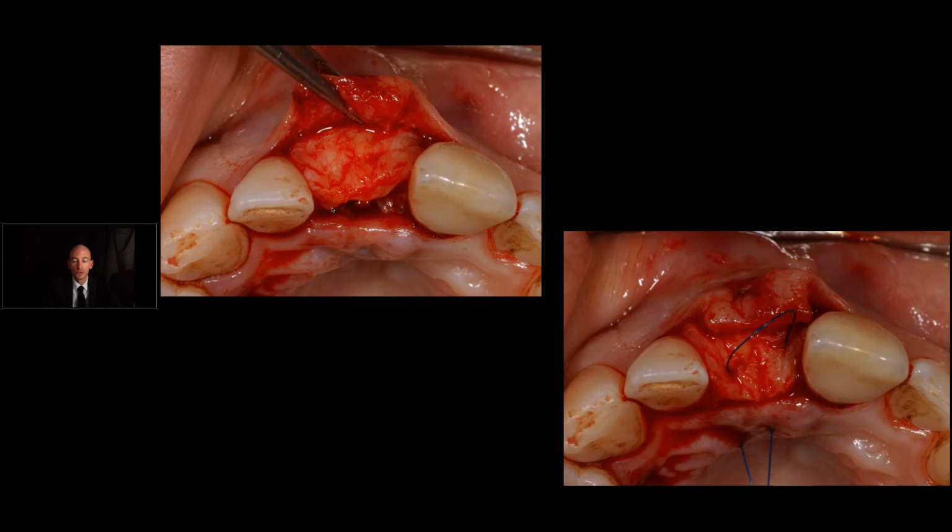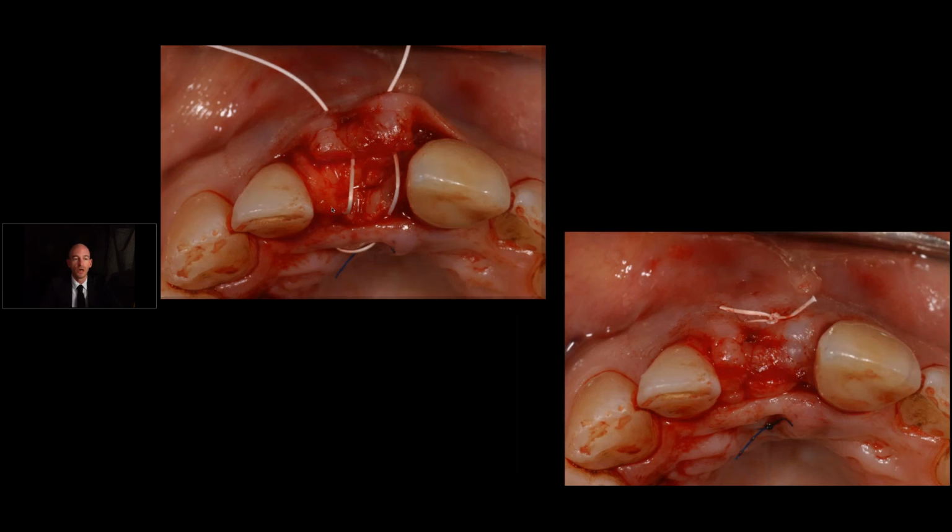And then we need to suture our graft towards the palatal area. It's quite important that we don't use a lot of sutures for our graft. However, we want to have one suture, and it's a horizontal mattress suture, which immobilizes the graft towards the palatal area.